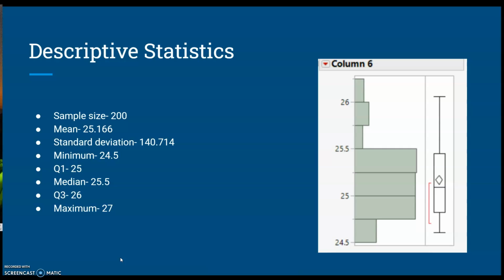The mean of this data was 25.166. The standard deviation was 140.714. Our minimum was 24.5. Our Q1 was 25. Our median was 25.5. Q3 was 26, and our maximum was 27.